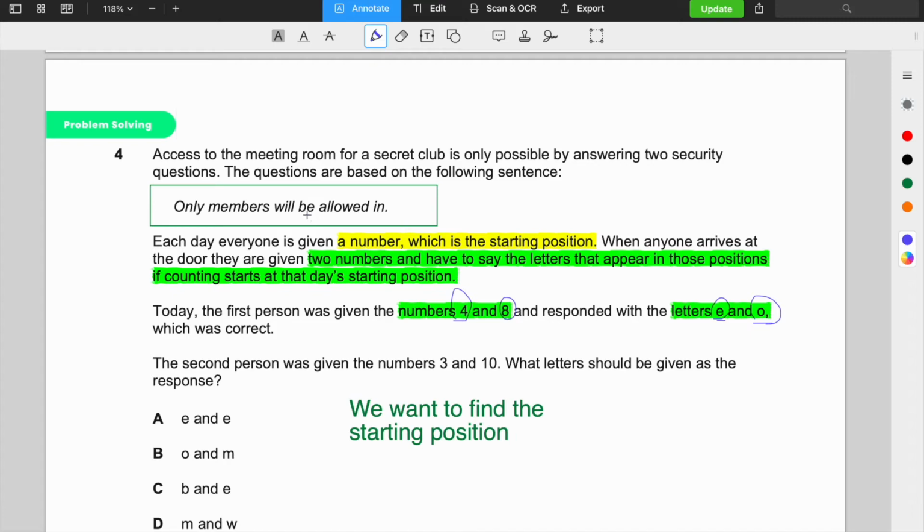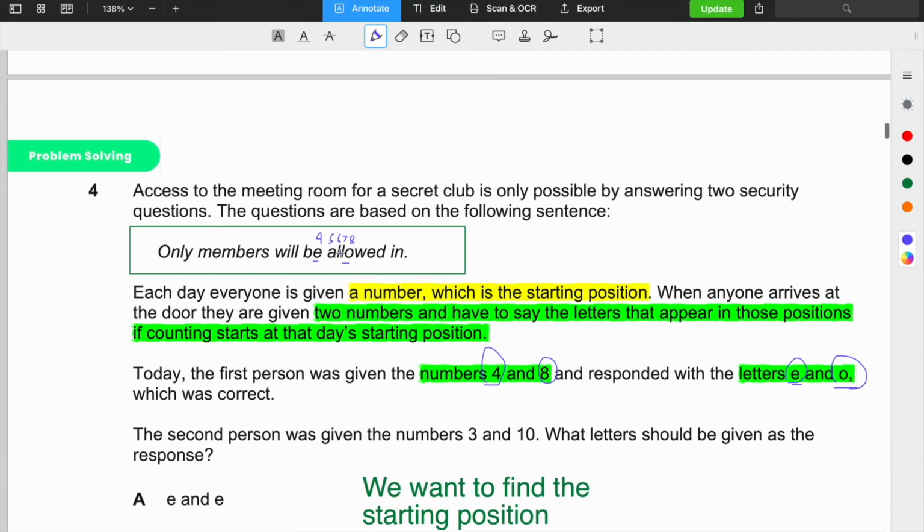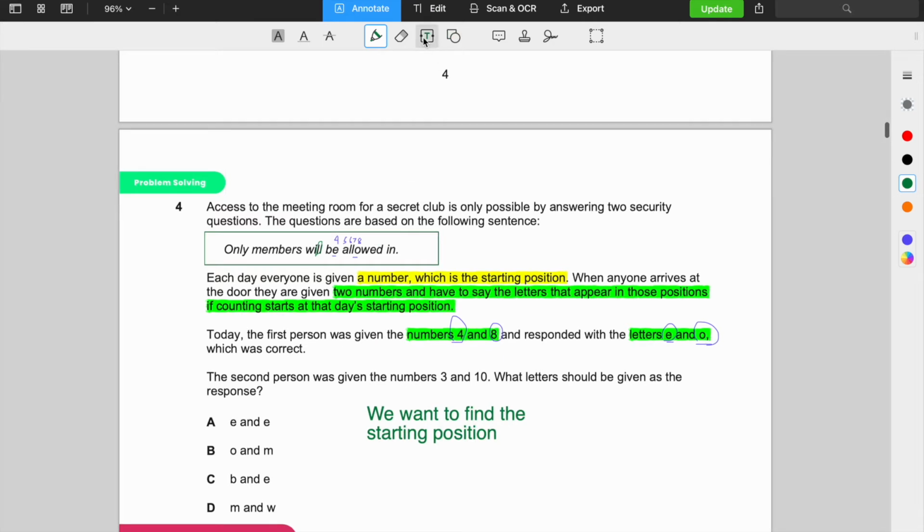What if this one is E? E, so that's 4. Then that's 5. And that's 6, 7, 8. Bingo, that works, right? So we have E at the 4th position, O at the 8th position. So what's the starting position? We just have to work backwards. So that's 3, 2, 1. Starting position is this L, right? So we have 1, 2, 3, 4, 5, 6, 7, 8. So now we have a second person who's given the numbers 3 and 10.